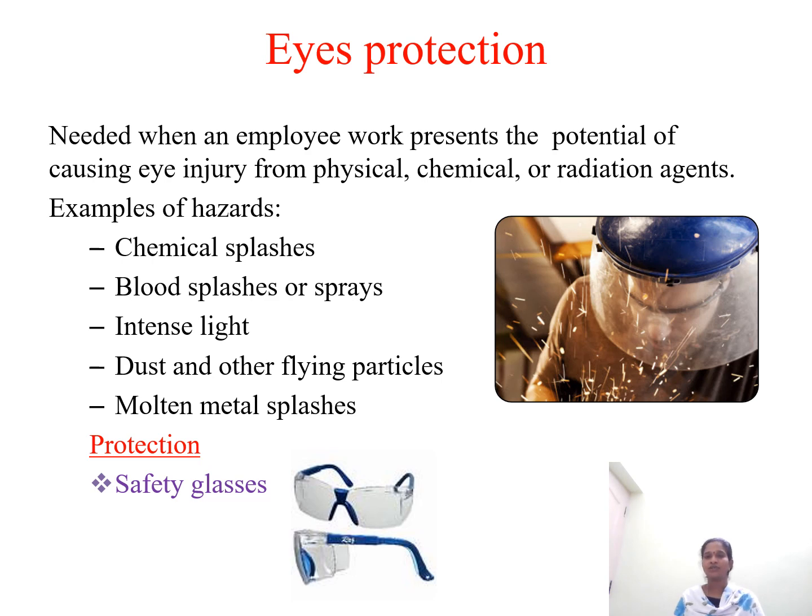Next, eye protection. Eye protection is needed when an employee works with the potential of causing eye injury from physical, chemical or radiation agents. Examples of eye hazards include chemical splashes, blood splashes, intense light, dust or other flying particles, and molten metal splashes. Safety glasses are recommended for protecting the eyes.